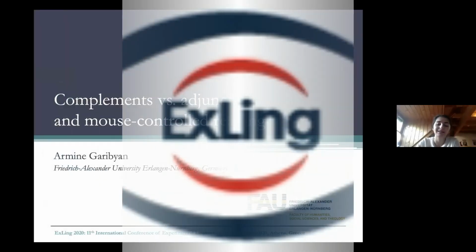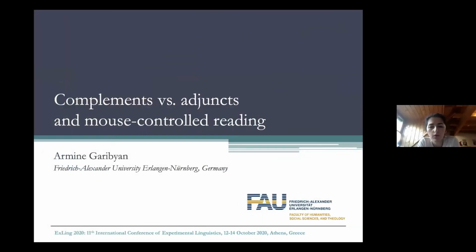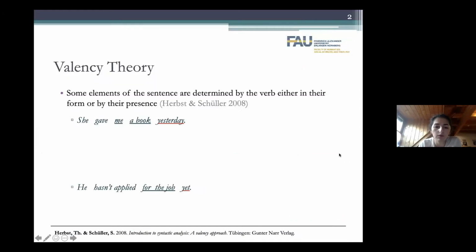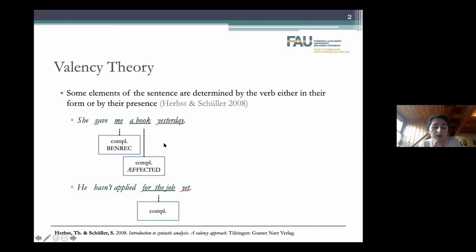Preliminary results. The syntactic framework in which the study is situated is Valency Theory, in which some elements of the sentence are determined by the verb, either in terms of their form or by their presence. If we look at these two sentences, it becomes quickly visible that in the first case, it is the presence that is determined by the verb, the presence of these two complement slots. And in the second case, it is the form of the complement slot that is determined by the predicate.